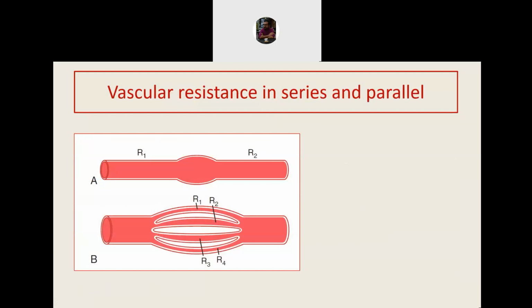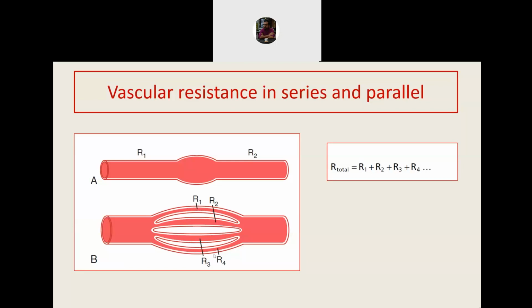The vascular resistance can occur in series or in parallel. Diagram A here shows the typical structure of an arteriole. The lengths of the arteriole add up, and therefore these resistors are in series. Using a similar formula as in electrostatics, we can calculate the total resistance as the sum of all the resistances. Therefore, the total resistance is always more than the individual resistances.